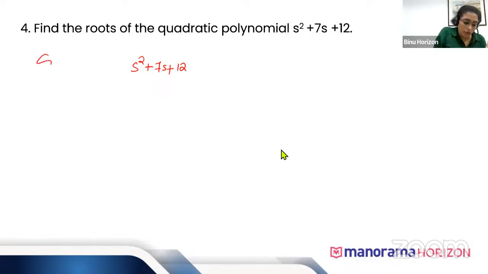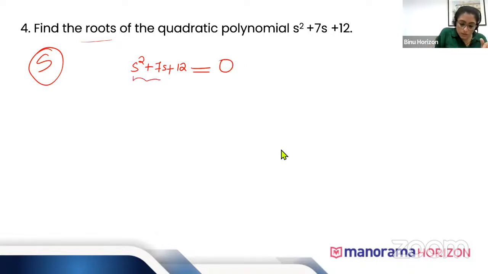Remember the variable over here is s. So your entire steps should go with only s. Don't take x instead; you cannot change the question. So s square plus 7s plus 12. The very first step to find the root is to equate it to 0 and solve for the value.